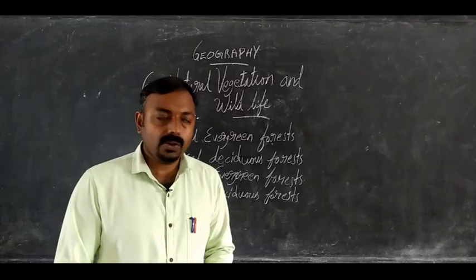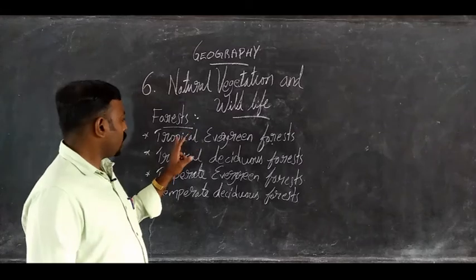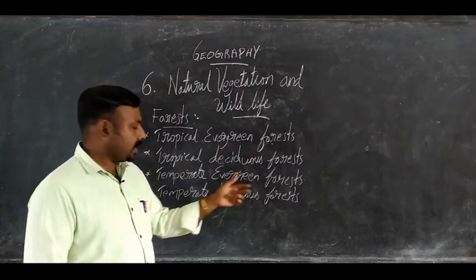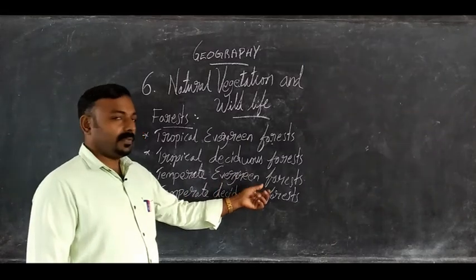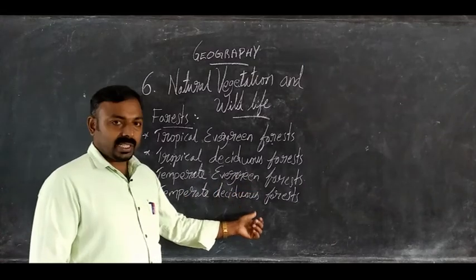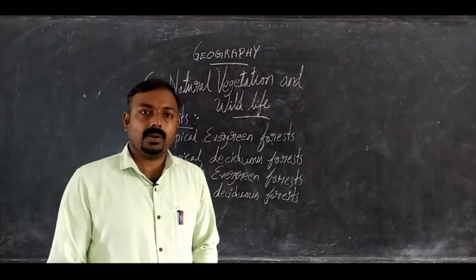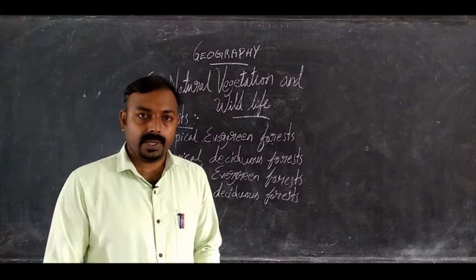In this class, we have seen different types of forests: tropical evergreen forests, tropical deciduous forests, temperate evergreen forests and temperate deciduous forests. The rest of the chapter we will see in the next class. Go through the textbook and read it carefully.